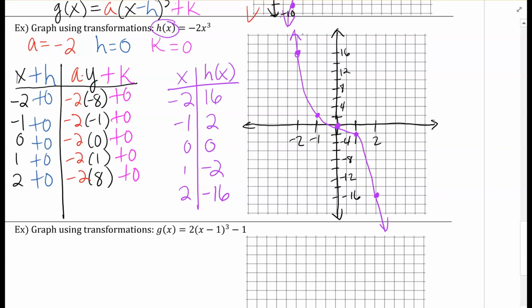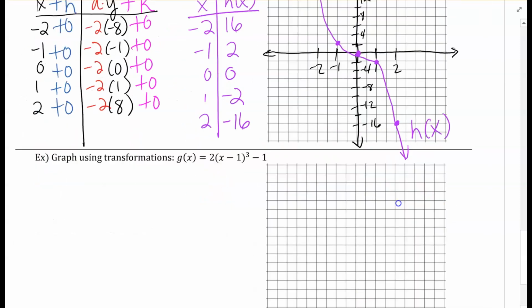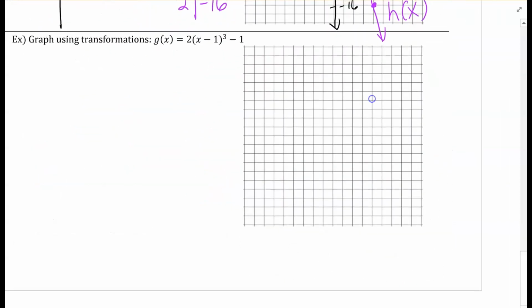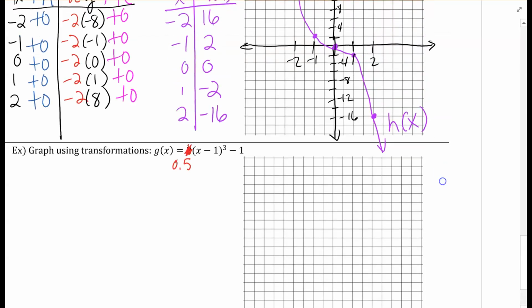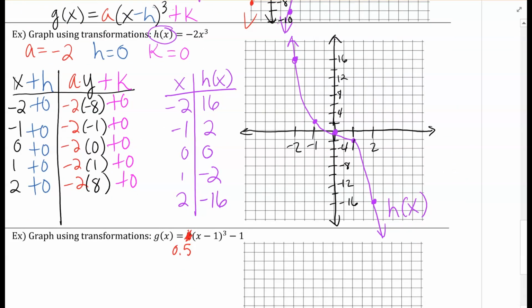I apologize, my graphs look horrible on here, but I try my best. Okay, and then again, label my function. It's called h of x. All right, for our last example, it says 2, but I want to change this to a 0.5, just because I want to show you an example of a vertical compression to see what it looks like. I forgot to mention it, but in the previous example, it would be a vertical stretch because my a value is -2. So it's going to be stretching it.